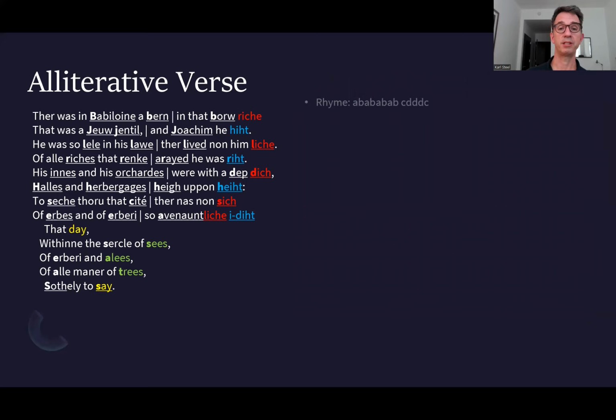And I've gone through and I've marked the rhyming words in different colors. So it's an A, B, A, B, A, B, A, B, in eight lines. And then we have C, D, D, D, C in the last five lines. But the most important thing for understanding this is that this is alliterative verse.